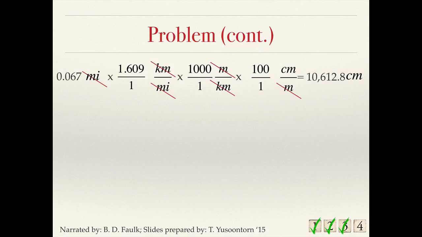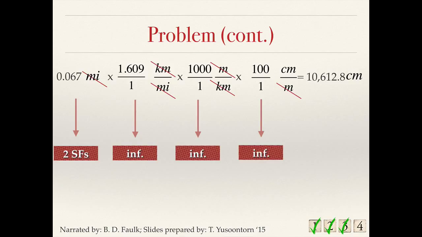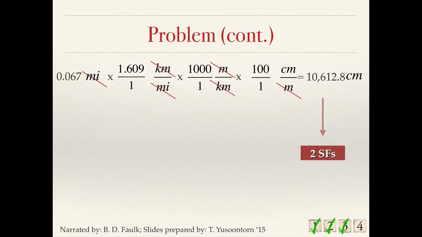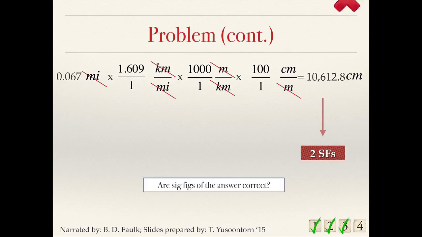Let's take a look at significant figures. Note that our starting value had 2 significant figures. The leading zeros are insignificant. So our final answer should have 2 because there are an infinite number of significant figures in the conversion factors. So if we need 2 significant figures, it makes sense to use scientific notation. And that's what we've done here. We have 1.1 times 10 to the 4th centimeters as our final answer.